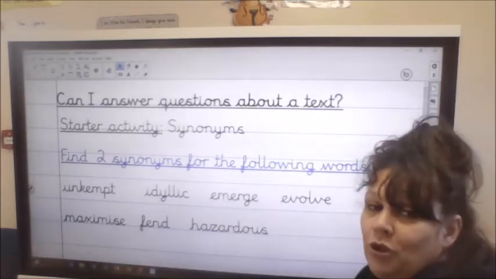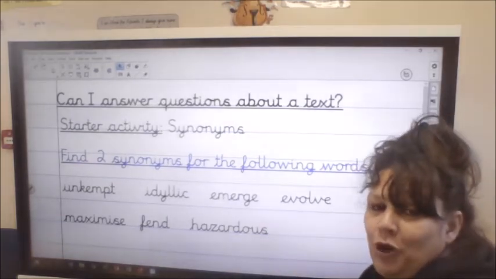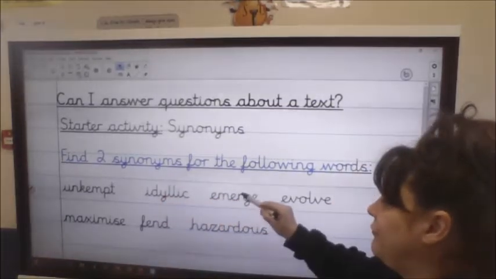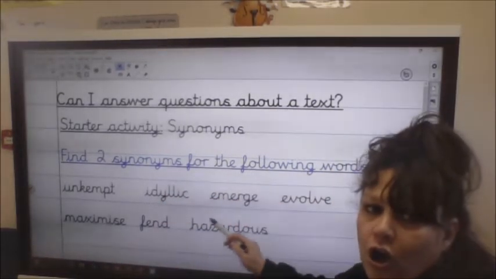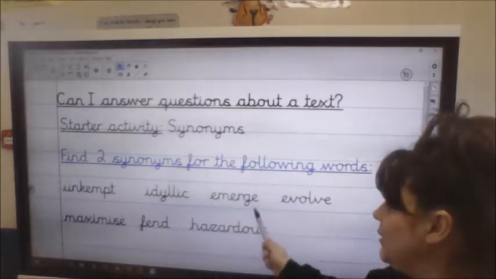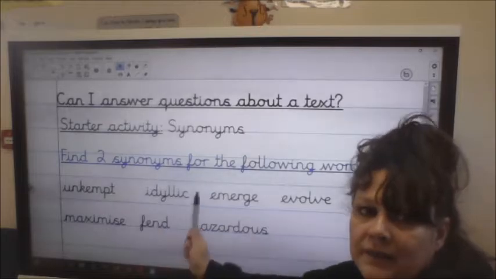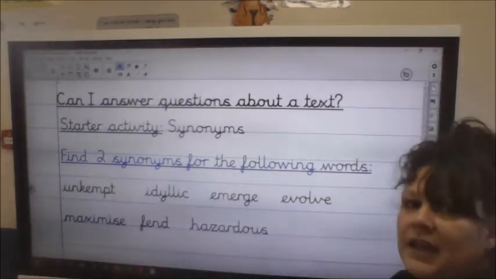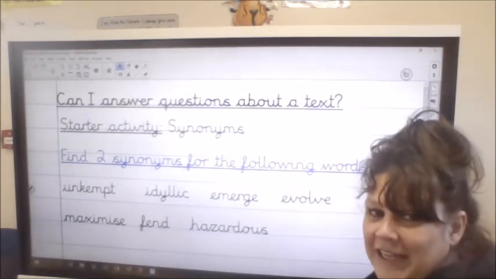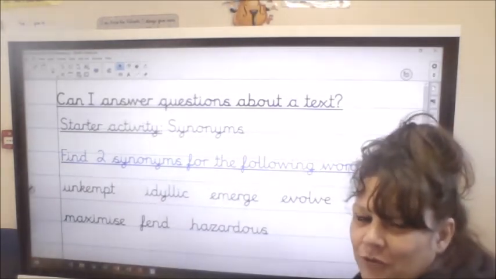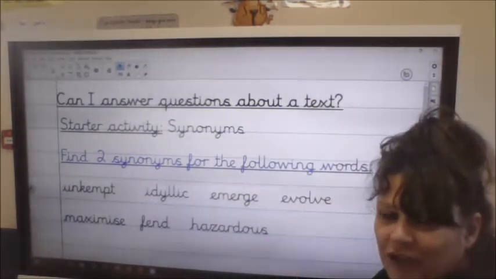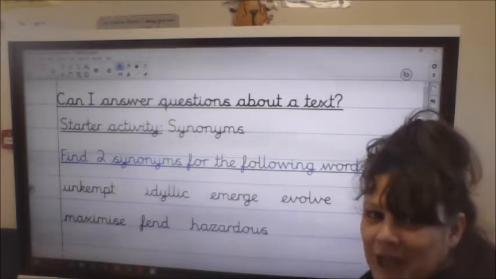Then what you're going to do is use an online thesaurus, and you are going to find me 2 synonyms for each of the words that are on the board. So you've got unkempt, idyllic, emerge, evolve, maximize, fend, and hazardous. So underneath your handwriting, leave a line, use a thesaurus, and find me 2 synonyms for each of those words. Pause the video, off you go.